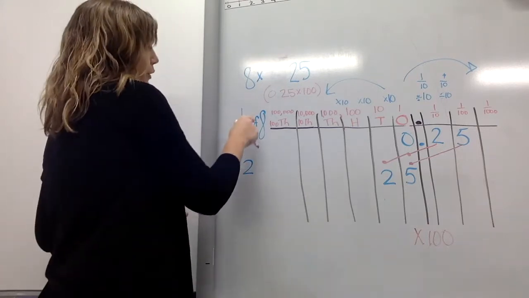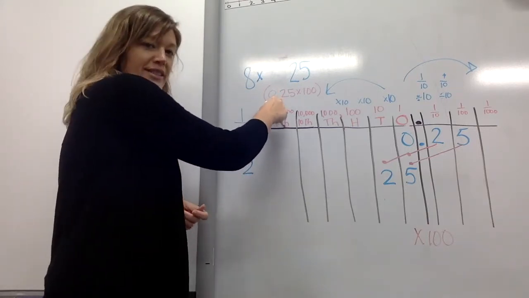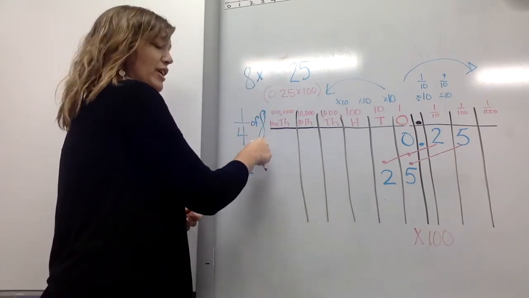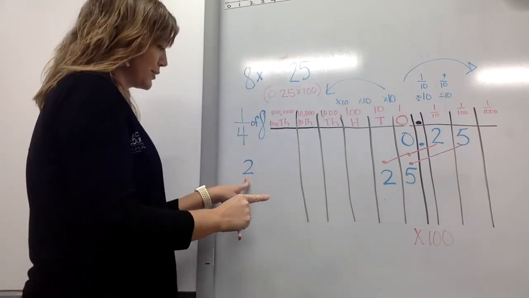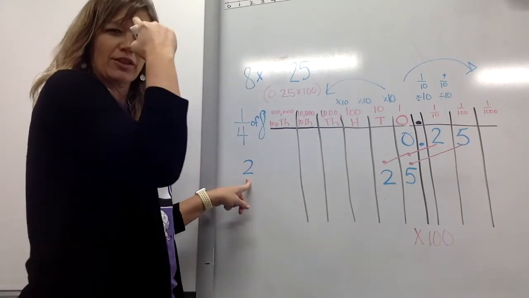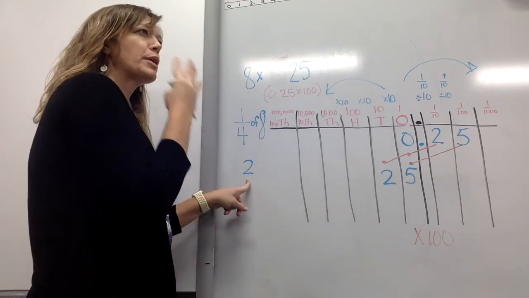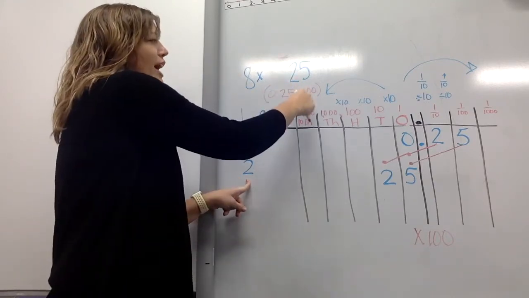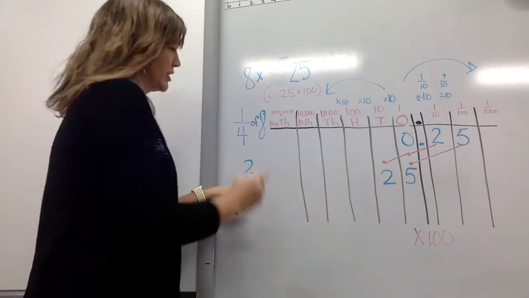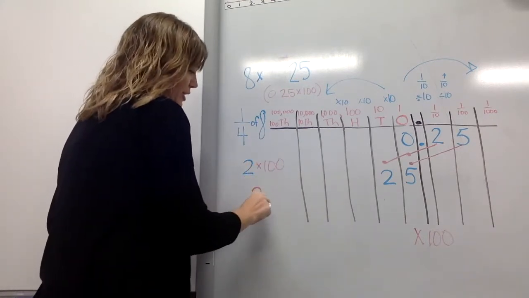So if I know that 8 times 25 hundredths is the same as 1/4 of 8, which is 2, and I want to multiply 8 times 25, I can still think of that. What was 8 broken up into 4 equal parts? 2. Well, since this is 25, I will now multiply by 100. So 2 times 100 would be 200.